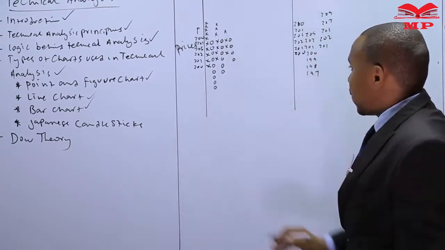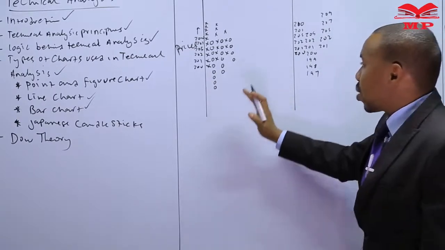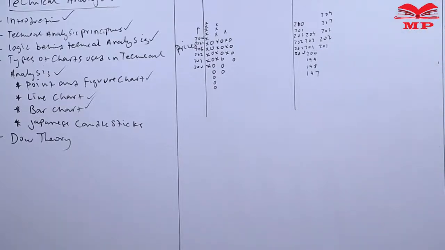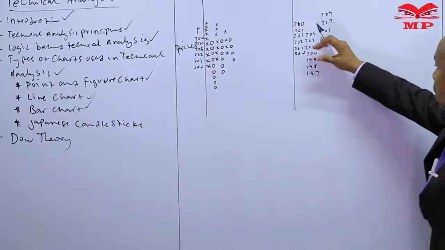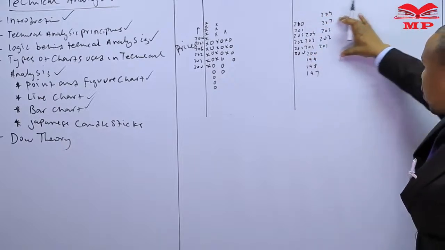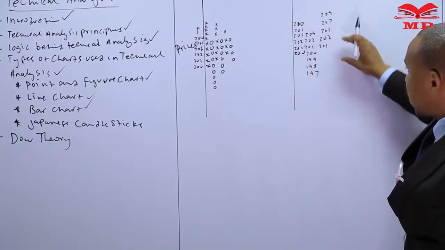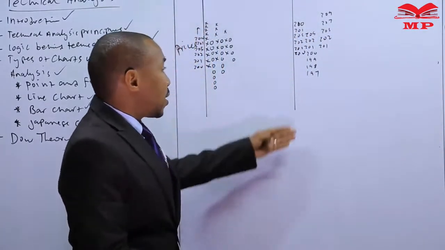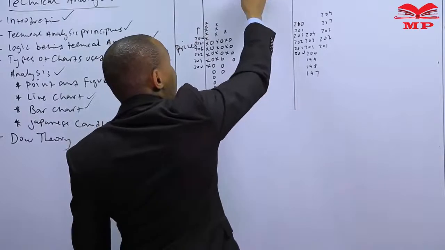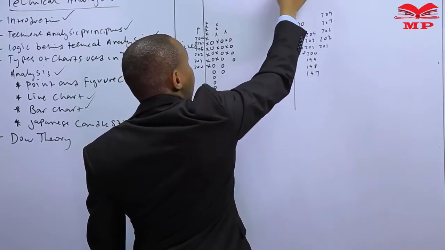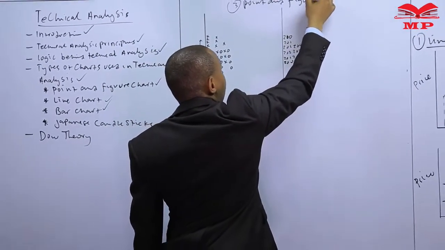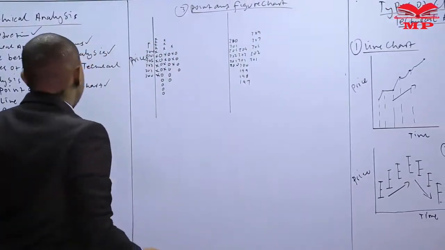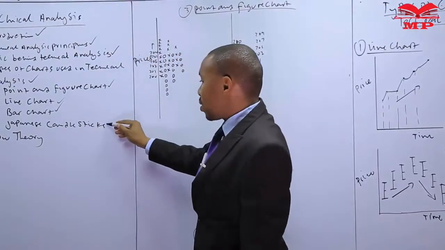So you can see there's a slight difference between this point and figure chart and this one, but you can infer some kind of decision over here. You can see this is the congestion area, or the concentration area, right above this part over here. Now, having looked at these three, this is the third one, the point and figure chart. Then finally, we can look at the Japanese candlesticks over here.